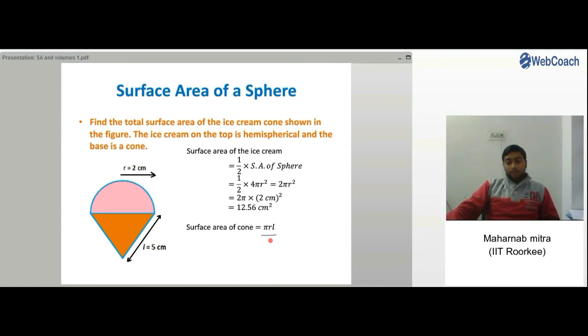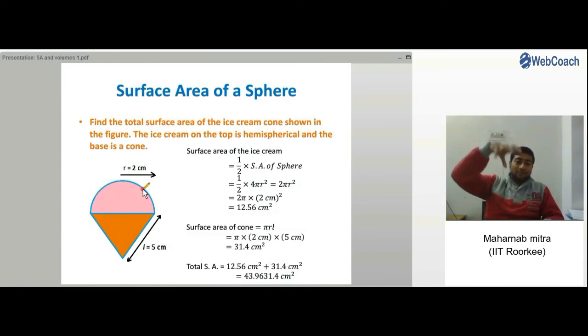which is pi r l, the curved surface area, and by putting the values of radius 2 centimeters and the lateral height or the slant height as 5 centimeters, we get the value of the curved surface area as 31.4 centimeter square. And of course in every case here we have taken pi as 3.14. You are free to take the value as 22/7.